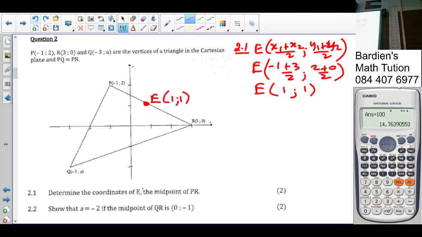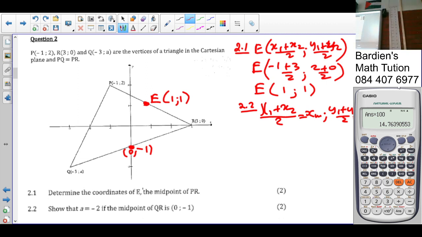In 2.2 it says show that A is equal to minus 2 if the midpoint of QR is 1 and negative 1. So if this is the midpoint, then those lengths are equal. So I'm going to use the midpoint formula in reverse. So we know that x1 plus x2 over 2 is going to give you the x midpoint, and y1 plus y2 over 2 is going to give you the y midpoint.